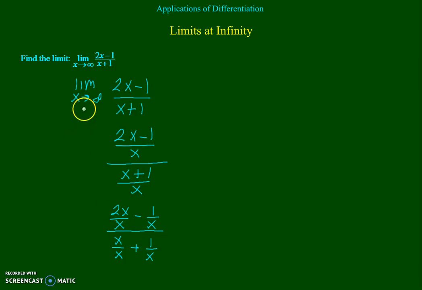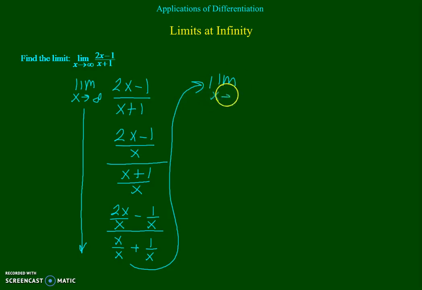Okay, so we're actually transposing this limit all the way down here, and we'll pick it up at the top here. So the limit as x approaches infinity of this 2x over x is just 2 minus 1 over x over x over x is 1 plus 1 over x.